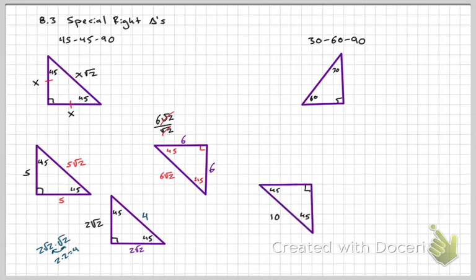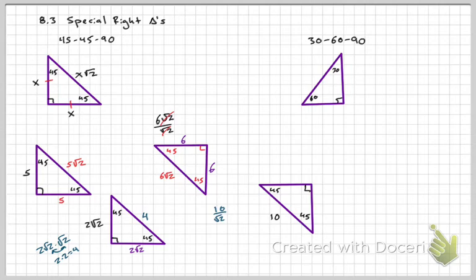So now notice that we have our 10 as a hypotenuse. And remember, if we are given the hypotenuse, we divide it by radical 2 to get our leg. So I'm going to do 10 divided by radical 2. Same thing's true when reducing. Because the 2 is underneath the radical sign, I can't reduce it with the 10.